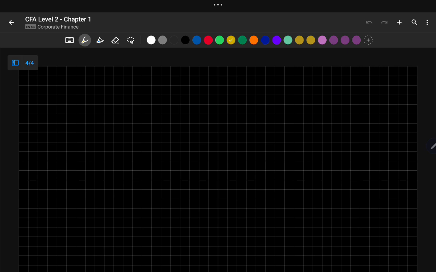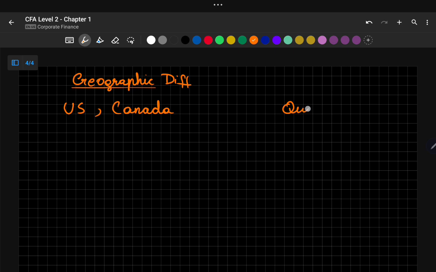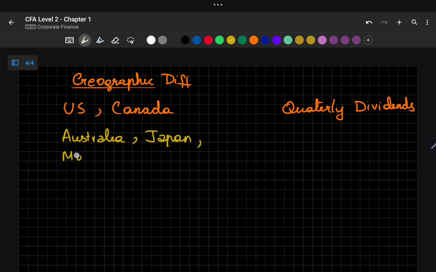Okay, so now we can just look at an overview about how companies in different countries usually pay regular cash dividends. The geographic difference: in the case of United States and Canada, most companies pay quarterly dividends. Now, when we take countries such as Australia, Japan, most of Europe, dividends are paid semi-annually, not quarterly. Most companies pay dividends semi-annually.